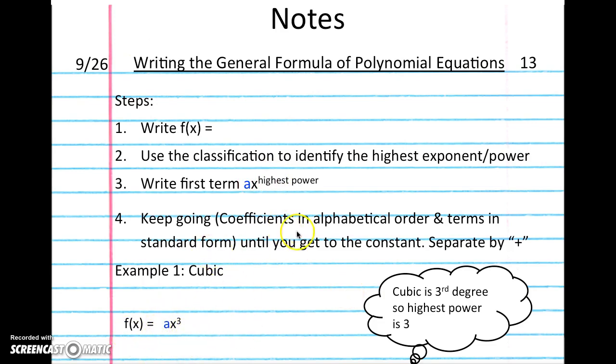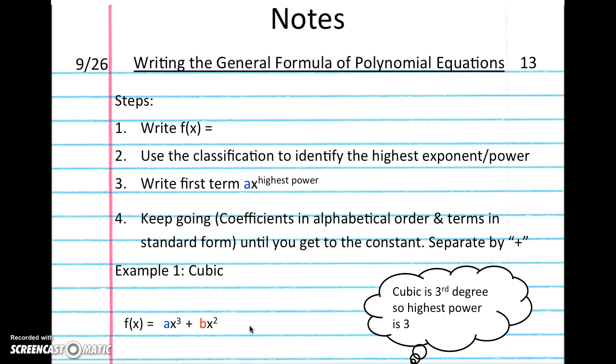Now I'm going to keep going with all my coefficients in alphabetical order and terms in standard form. And when I say terms in standard form, all of the exponents are going to keep decreasing by 1. All right, so if the coefficients are going in alphabetical order, the next letter in the alphabet is B, so my next term better begin with a B. And the next power I should see should be second power because that's 1 less than 3. So I'm going to get bx squared as my next term.